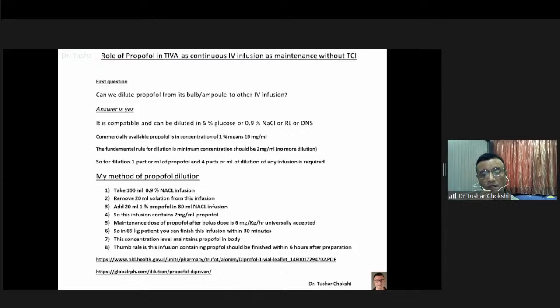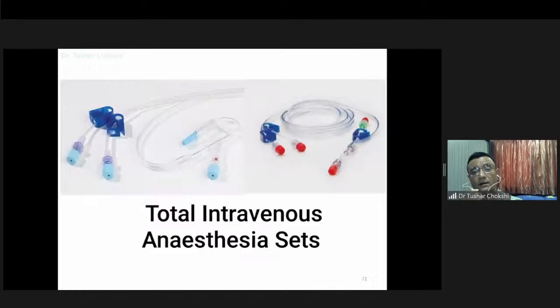In a 65 kg patient, this infusion lasted 30 minutes, and I was preparing 1, 2, 3, whatever number of infusions were needed. At maximum, I had given these infusions for 6 hours. And this is from the American websites, those who have established this method. Total intravenous anesthesia sets are available in the world.